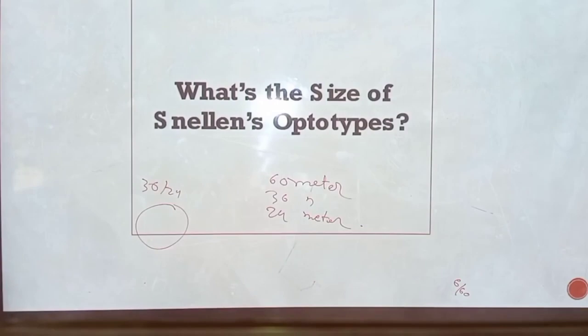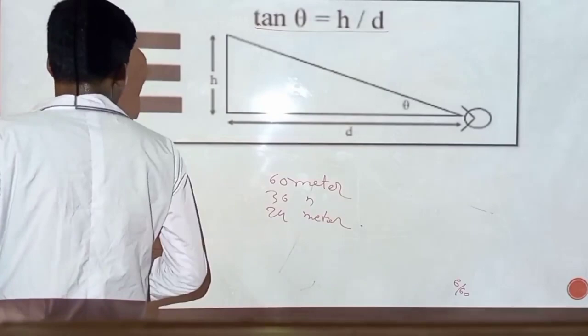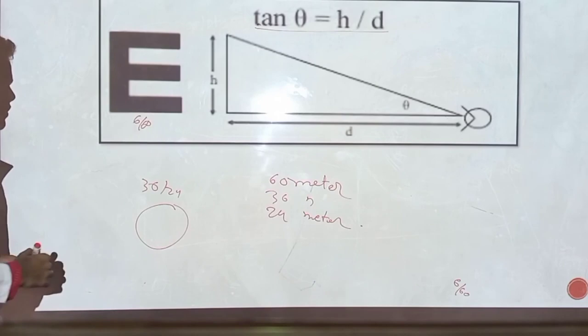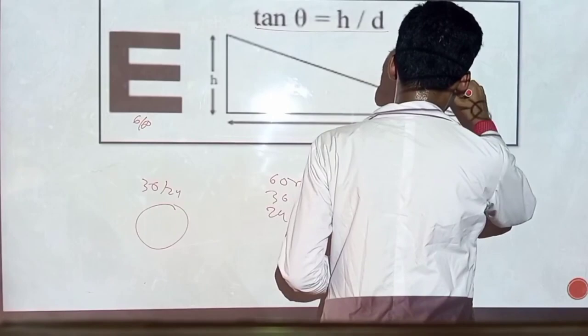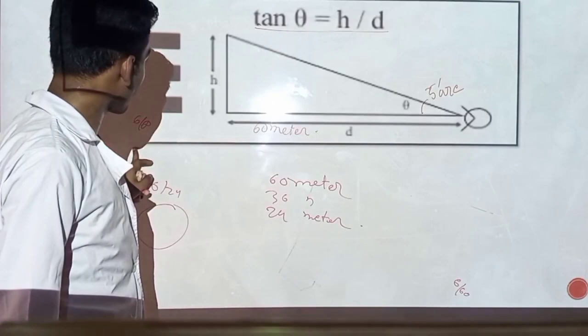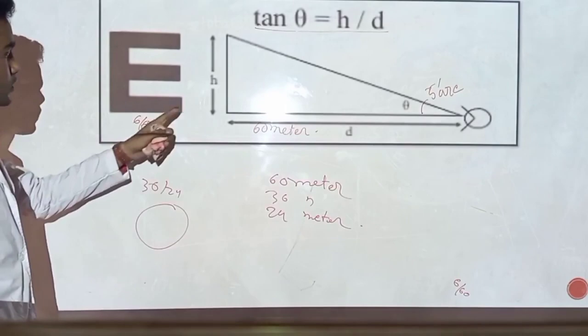So we have to know the trigonometric formula tan theta equals h by d, where h is the height of the Snellen optotype. If we consider that the Snellen optotype is 6/60, theta is 5 minutes of arc, and the distance should be 60 meters. So in this formula, we know all the values, that is d is 60 meters and theta is 5 minutes of arc. So we have to evaluate the value of h. Then we come to know the size of the Snellen optotype.